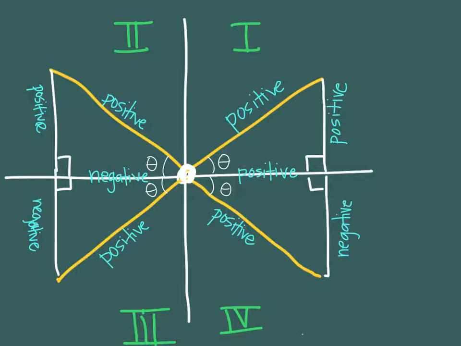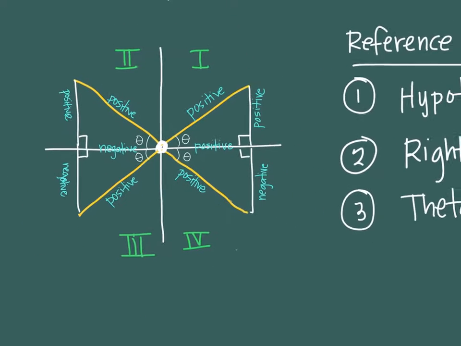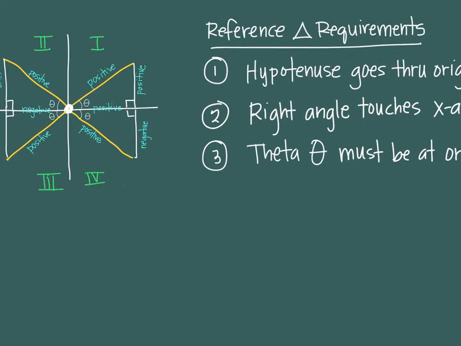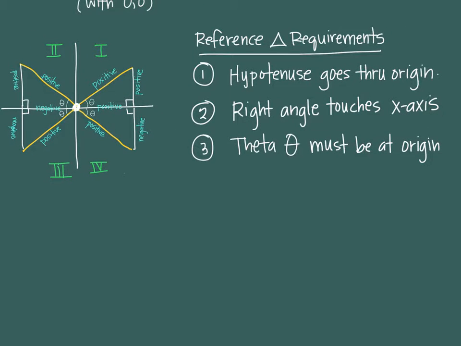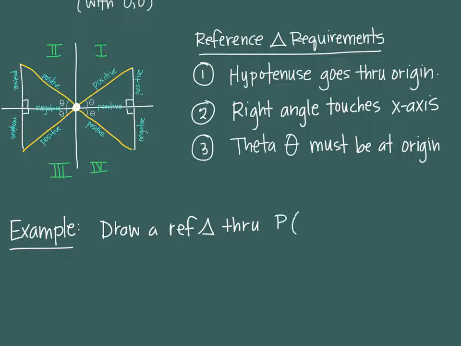All right, so you just have to understand some of the descriptions and requirements of a reference triangle, and now we're going to actually start working with drawing our own and seeing how that works out. So here's how you're going to work with reference triangles in trig. All right, so draw your own reference triangle through the point P being (12, -5). Okay, (12, -5).